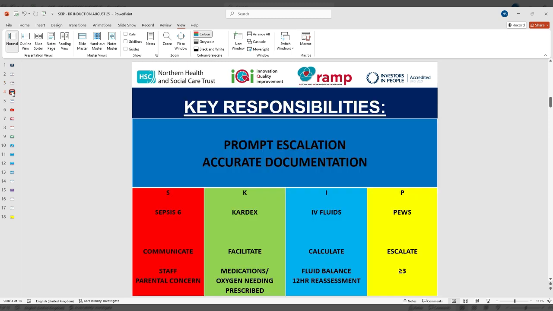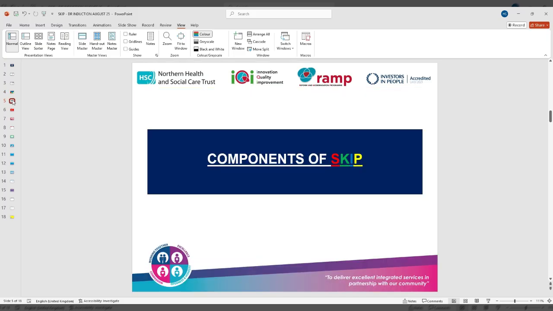Key responsibilities at handover essentially involve prompt escalation, accurate documentation, and effective communication. Communicating any staff or parental concerns, keeping in the back of our mind about sepsis 6, facilitating medication and oxygen prescription accurately, calculating our fluid balances and performing 12-hour assessments as part of our IV fluid management, and escalating any children with a PEWS of 3 who would be identified as our watchers.